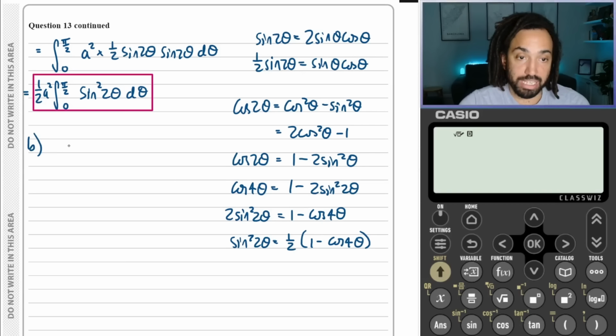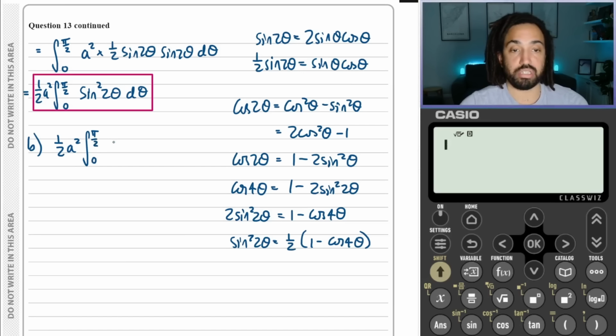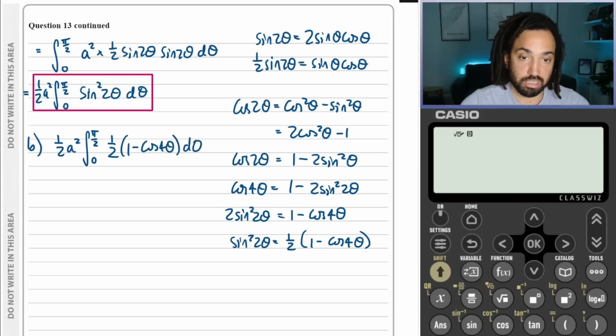So for part B, this integral here is going to become a half A squared between pi over 2 and 0 of a half of 1 minus cos 4 theta d theta.